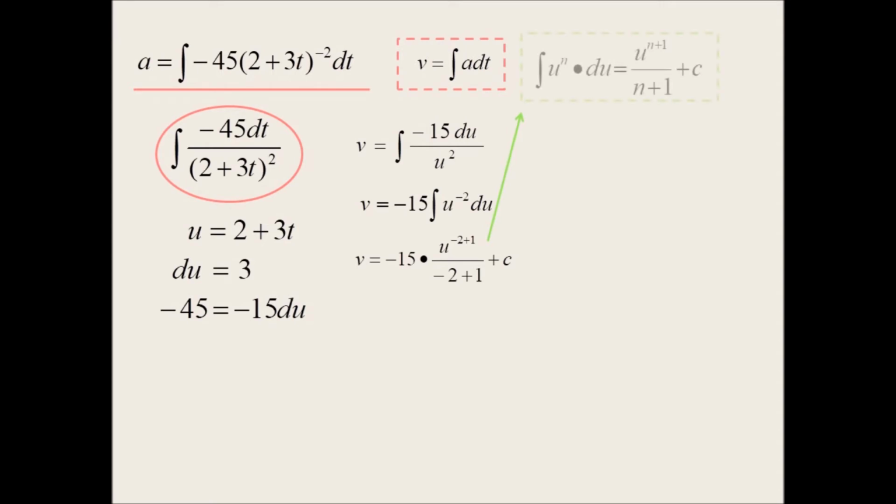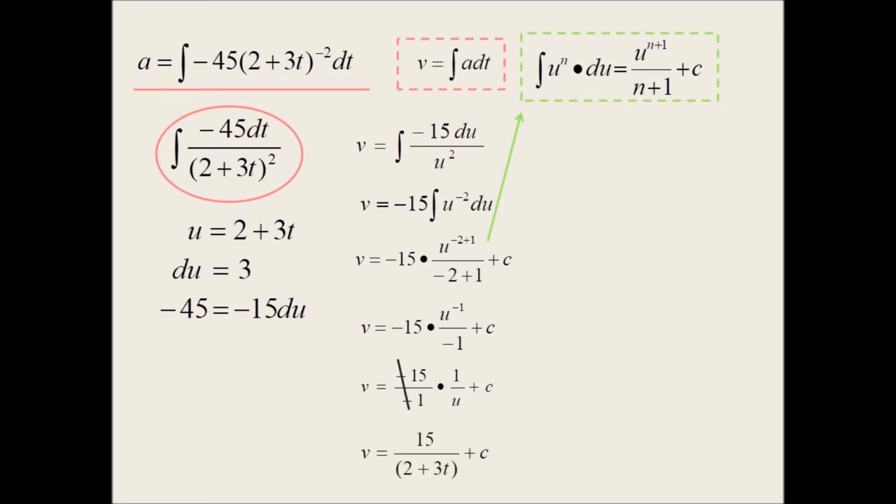The rule is if we have the integration of u raised to n times du, it will be equal to u raised to n plus 1 over n plus 1 plus c, or the constant. Continue the process, and from here, change u raised to negative 1 to 1 over u, and cancel out the negative sign. Multiply 15 to 1 over u, and substitute u with 2 plus 3t. We now have v equals 15 over 2 plus 3t plus c.